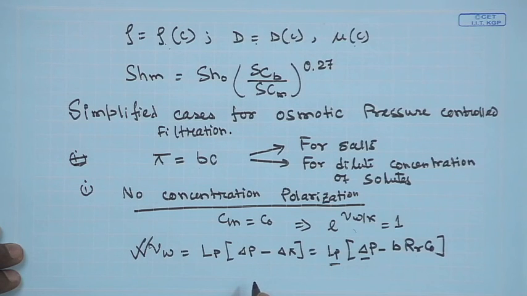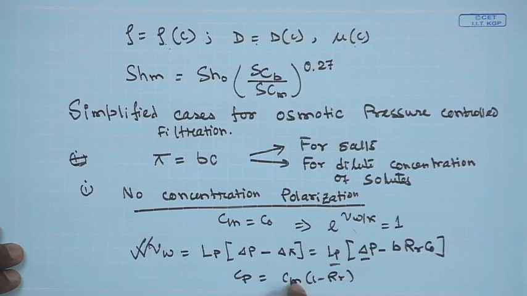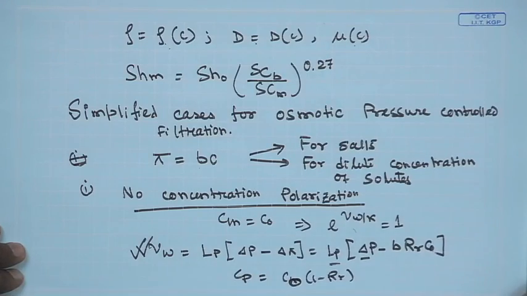Once you know the value of Vw, and since Cm is equal to C naught, from the definition of real retention, one can get the value of Cp as Cp equal to Cm into 1 minus real retention, and Cm is equal to C naught in this case. So, therefore, one can get a system prediction quite easily in the case of no concentration polarization, where the turbulence is very high in the system.